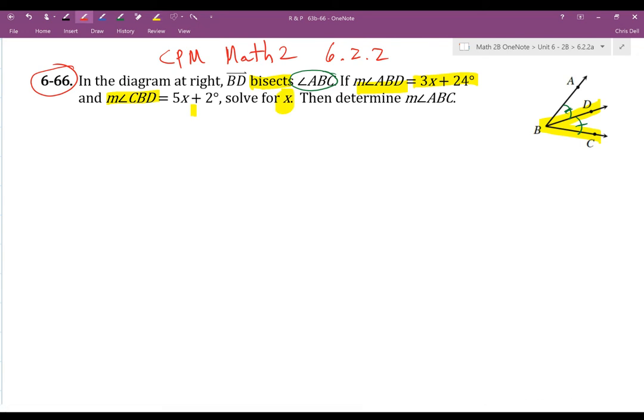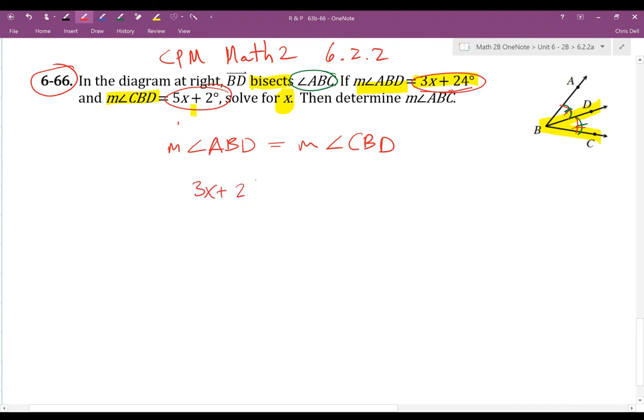In this case, we know that a bisecting ray creates two equal angles, congruent angles. So I can just set those two angles congruent to each other. I'll write this out: the measure of angle ABD is congruent to, or equal to, the measure of angle CBD. We have those expressions that represent those angles, so I'm going to say 3x plus 24 is equal to 5x plus 2. And then it wants me to solve for x.